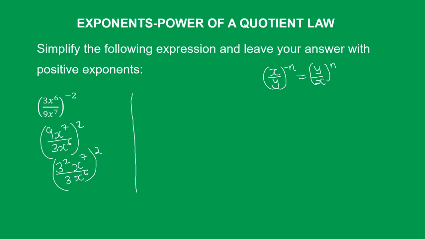And then we can simplify what is inside the bracket there. It becomes 3 to the power 2 minus 1 because there's a 1 here, and times x to the power 7 minus 6, all this to the power 2. So it becomes 3 times x to the power 1. 7 minus 6 is 1. To the power 2. And then now we can distribute the 2, becomes 9x squared.